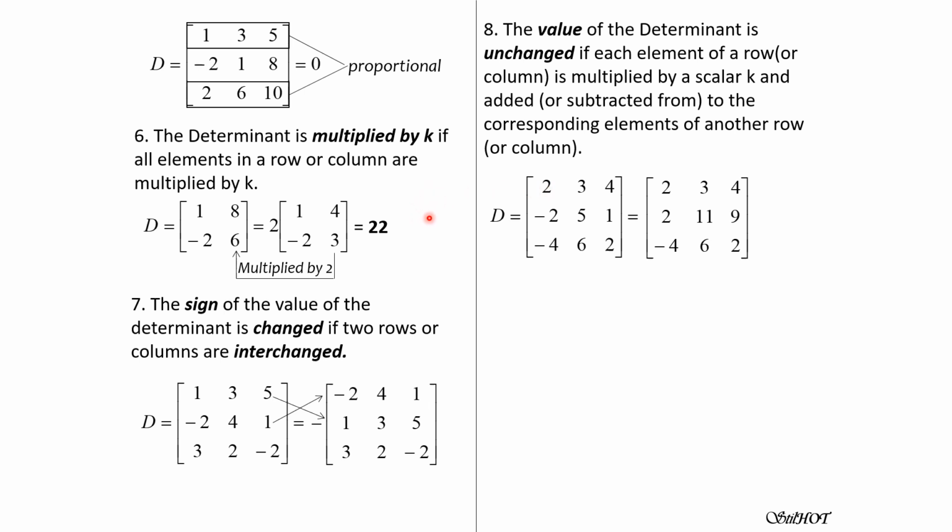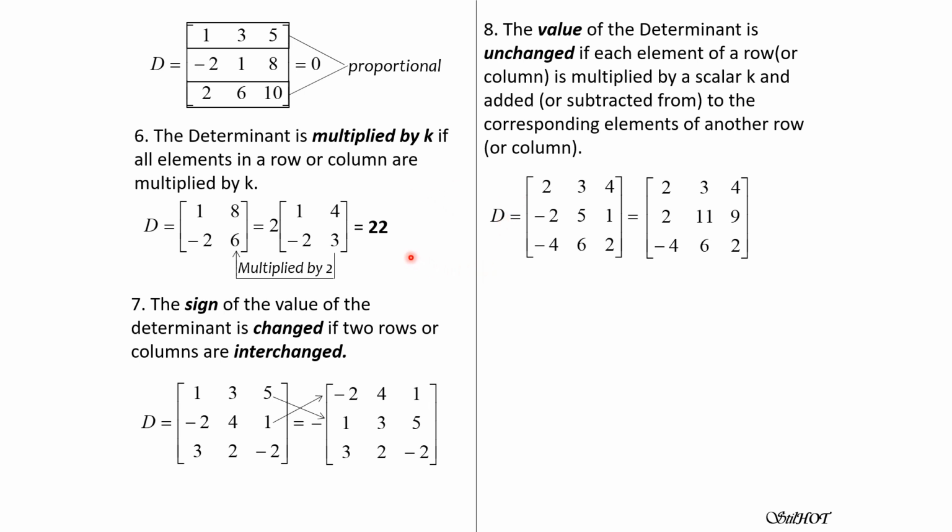Then we add it to negative 2. That's why it becomes 2. 3 times 2 is 6 plus 5, 11. 4 times 2 is 8 plus 1, 9. So the new elements in row 2 would be 2, 11, and 9 after we add the original row 2 elements by 2 times row 1 elements.